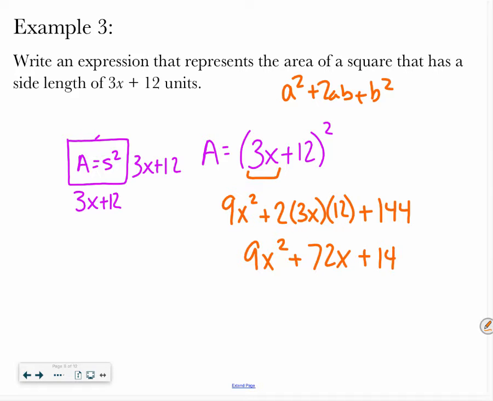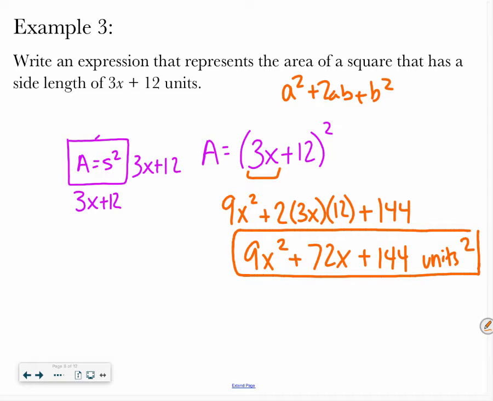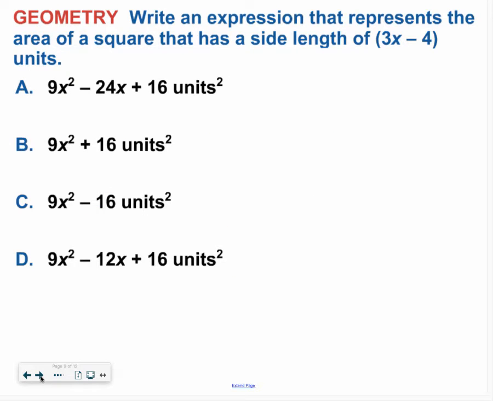plus 144. And since we're talking about the area of a square, I'm going to say units squared, just because it's a word problem, okay? So I'm putting a label there. So that's all I'd have to do is area of square. I know you multiply the sides by each other. I did that, and I ended up with my answer. Go ahead and try one on your own. Hopefully you ended up with 9x squared minus 24x plus 16 units squared. If you have any questions about that, be sure to ask.